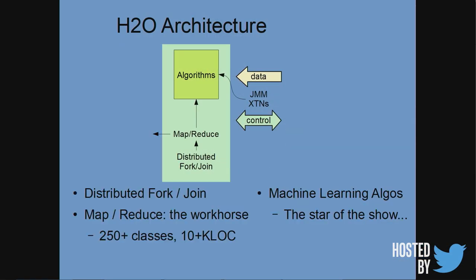So algorithms build up from having the data available locally and doing the distributed fork join, and above that you build the MapReduce, and above that come the algorithms built on that. The MapReduce is the workhorse. There are other distributed computational paradigms active in H2O and straightforward to write, but most of the stuff is done with MapReduce. And the machine learning algorithms are built mostly on top of MapReduce.